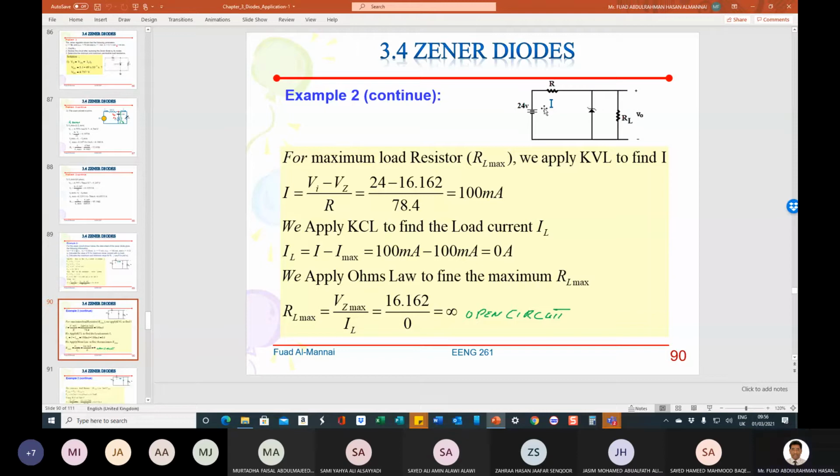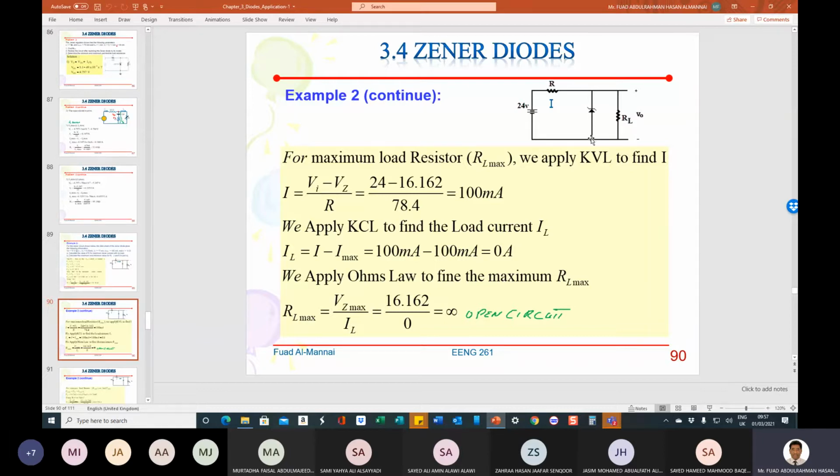Now, what we're going to do is calculate IL. IL is equal to I minus I max. Okay, and that will give you 100 minus 100, which gives you 0. So IL will be 0. What does that mean? If we want to calculate RL, we divide VZ by IL, which is 0, and that will give you infinity. That means it's open circuit.